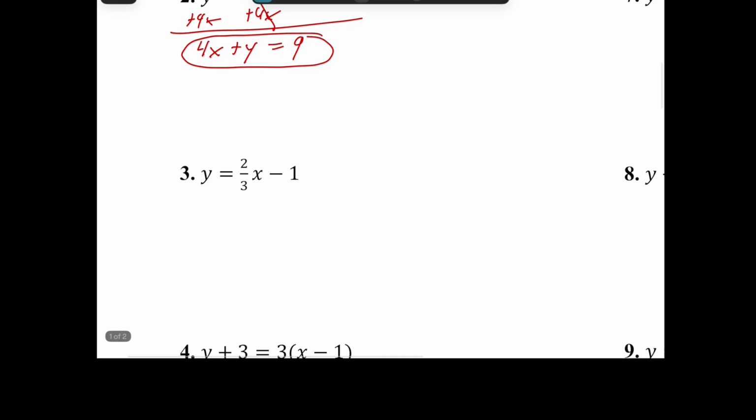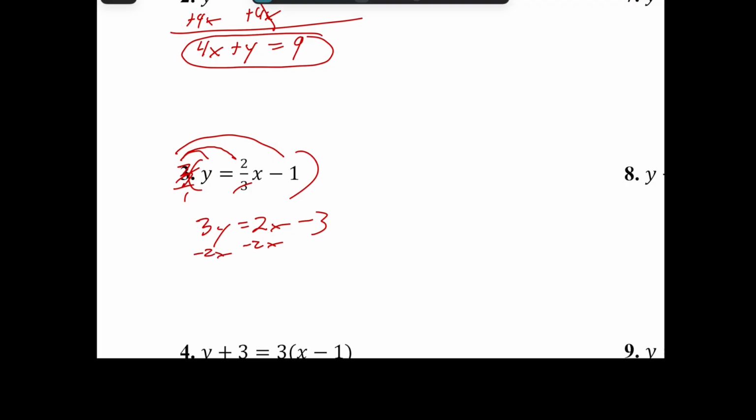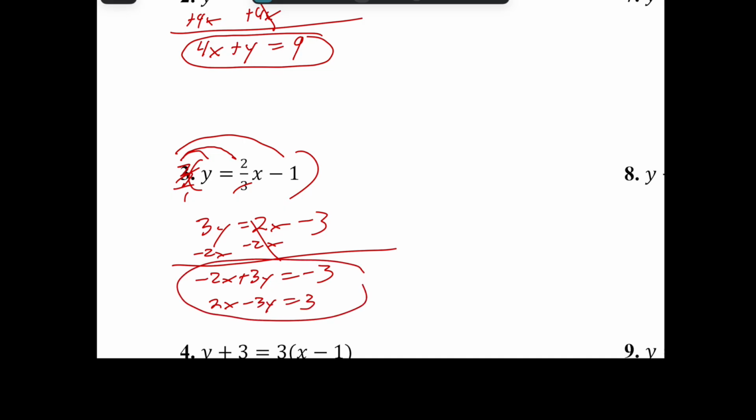Number 3. Okay, I see that 3 as a denominator. I don't like that. So I'm going to multiply the entire equation by 3. 3 times y is 3y. This, how about that one? The 3's will cancel out. And I'm going to be left with 2x. What's 3 times negative 1? Minus 3. Negative 3. So now I'm going to subtract 2x from both. Now remember, we're going to lead with our x term, negative 2x plus 3y equals negative 3. And if we want to lead with a positive, we just switch everybody. Okay, so any one of these is correct.